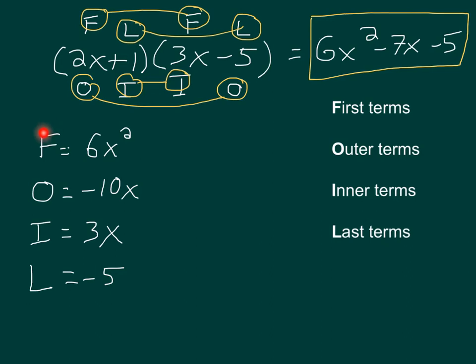That's the method called FOIL. It's exactly the same as the others. It's just a specific way to help us remember how to solve the problem when it's a binomial times a binomial.